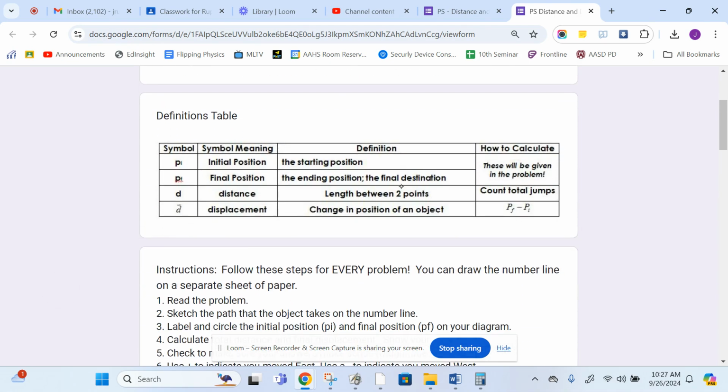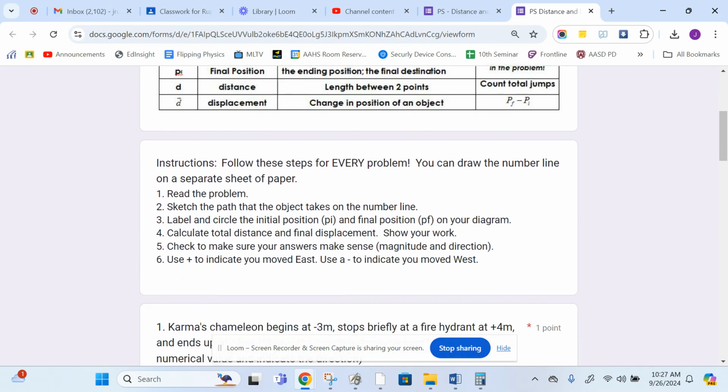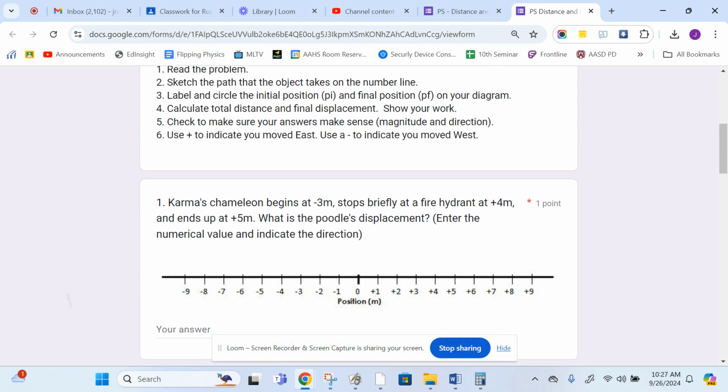Again, if we're going to calculate the total distance, it is the length between 2 points. In order to do so, we just need to count how many total jumps we make. We're counting all steps and adding them together. For displacement, though, since I know location, displacement measures how much my position changes. Anytime we measure change, we need to take the final minus the initial. You can work this out on a separate sheet of paper.